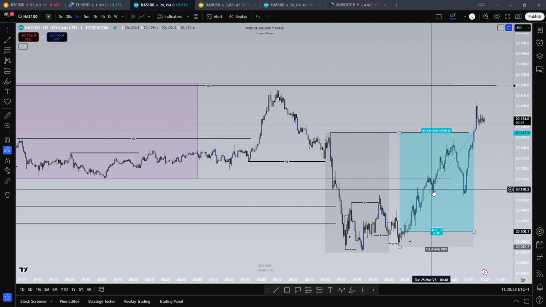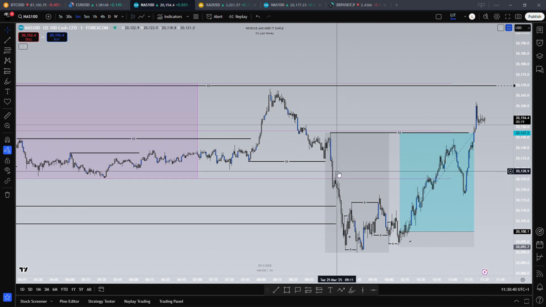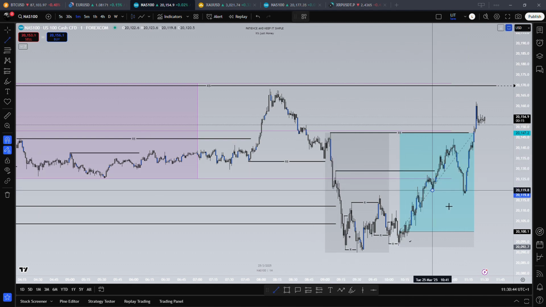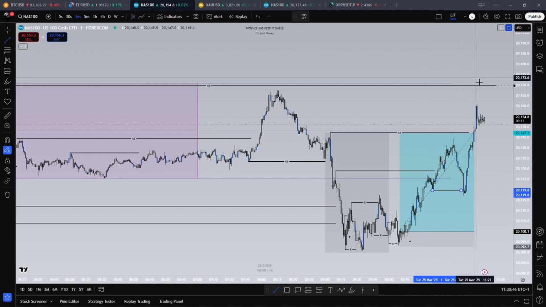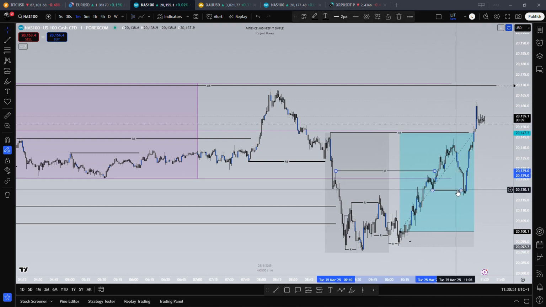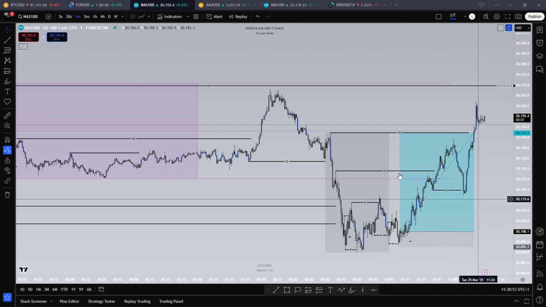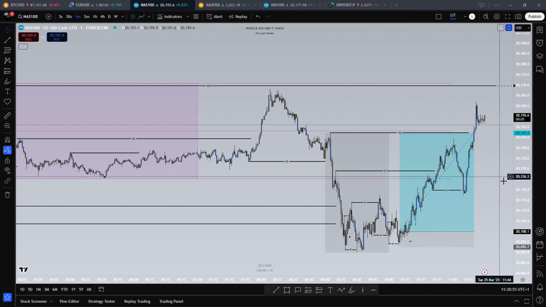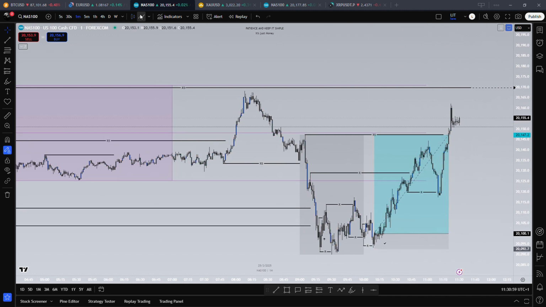As you can see, we took relevant liquidity here because this is relevant liquidity on M1, and then we go higher. It is perfect, beautiful. This is how relevant liquidity works. It's amazing. So yeah, we go higher, 1 to 6.